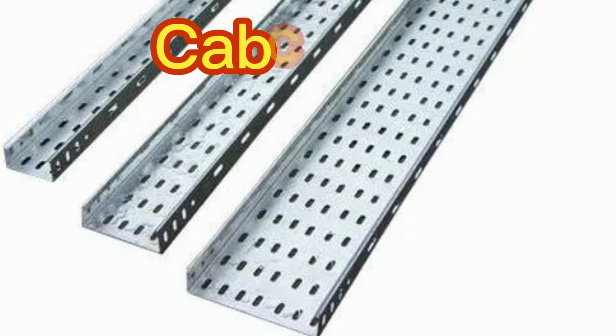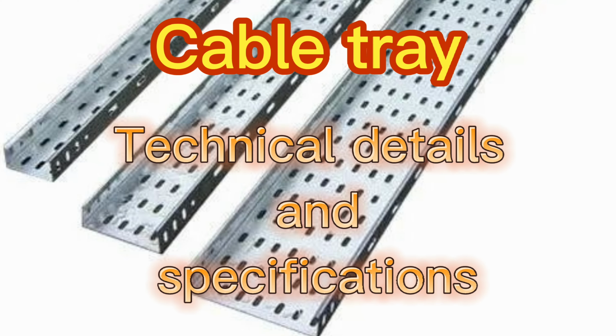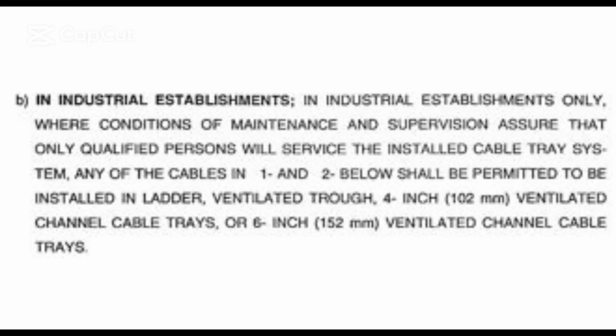Subject today, cable tray technical details and specifications. B. In industrial establishment. In industrial establishment only, where conditions of maintenance and supervision assure that only qualified persons will service the installed cable tray system. Any of the cables in 1 and 2 below shall be permitted to be installed in ladder, ventilated trough, 4-inch 102mm ventilated channel cable trays, or 6-inch 152mm ventilated channel cable trays.